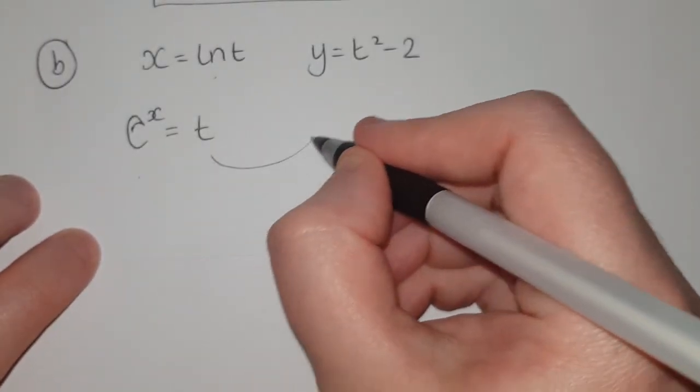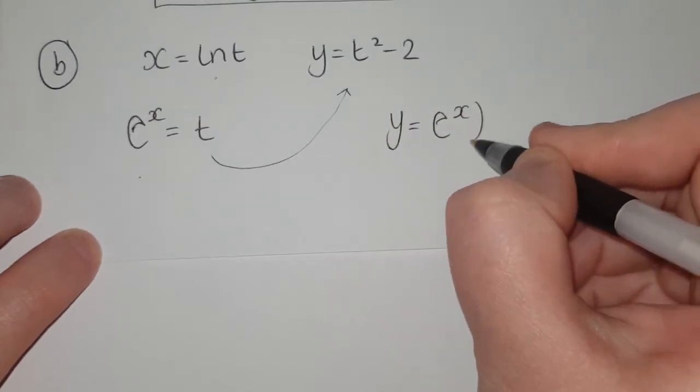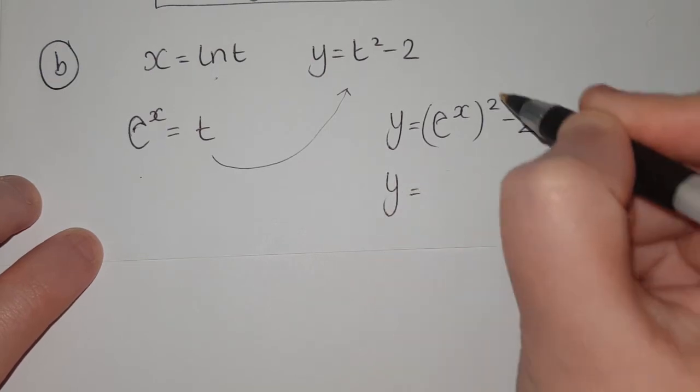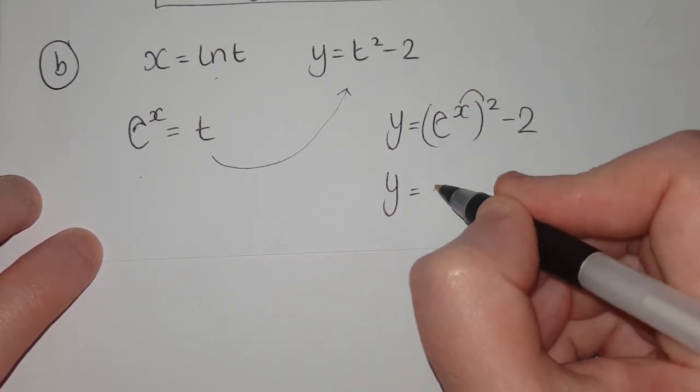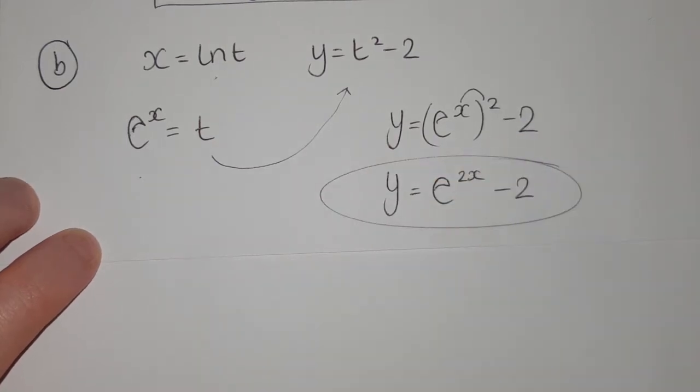That means I can substitute that into the equation. So I get y equals e to the x, all squared, minus 2. So I actually end up multiplying powers inside and outside: e to the power of 2x minus 2. There's my Cartesian equation, hopefully nice and straightforward for the Cartesian.